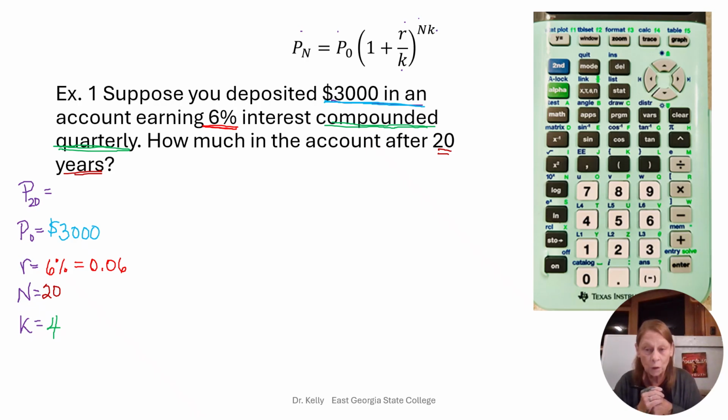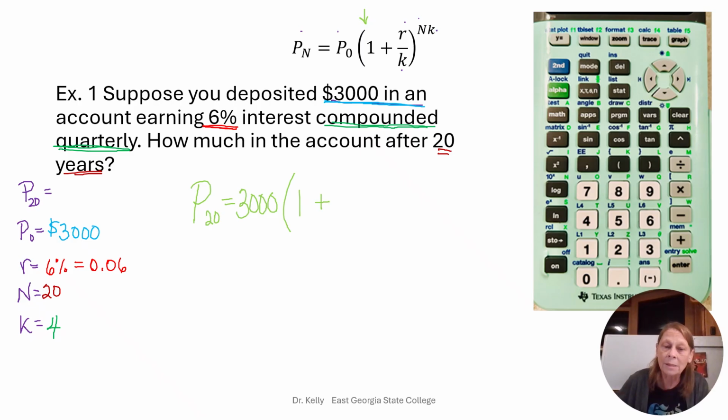I need for you to show me all this stuff plugged in, just like this, okay? So this is how I'm going to go. I'm going to say P sub 20 is equal to P naught, so it's going to be 3,000 times, because look, there's a parenthesis there, 1 plus.